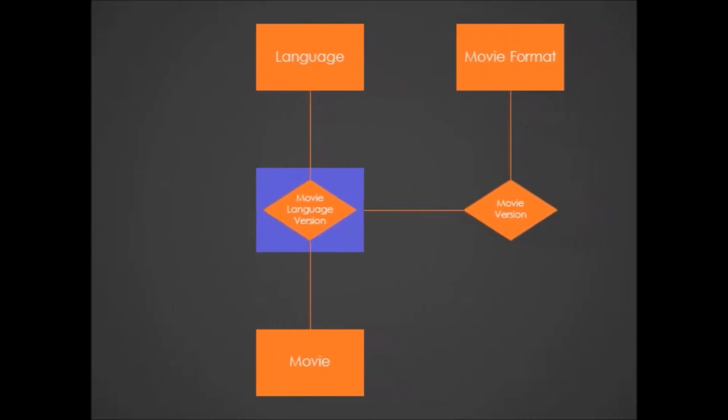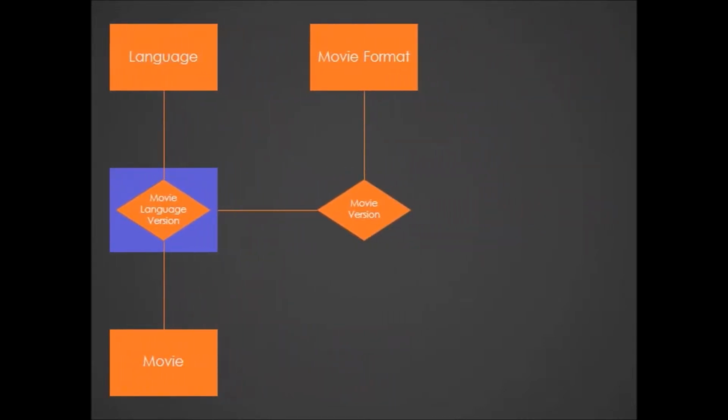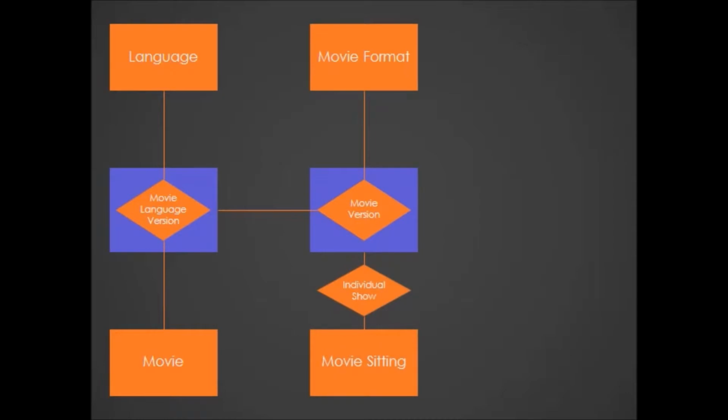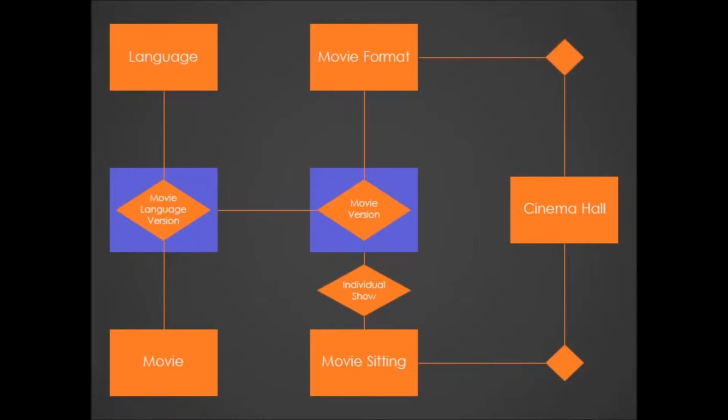Such a movie version can then be associated with an individual show in a movie sitting. Since a movie sitting can also consist of multiple movies, there can be multiple shows per sitting. Each movie sitting needs a place where it can take place in. Therefore, the schema contains the entity type cinema hall that is associated with the sitting. However, not all cinema halls might be able to show all types of movie format. Therefore, the schema also supports specifying the movie formats a cinema hall can show.